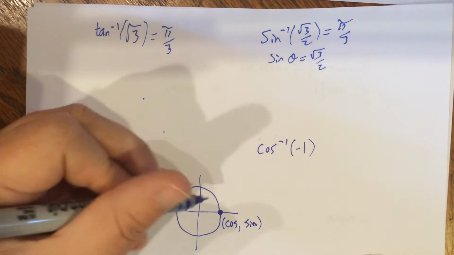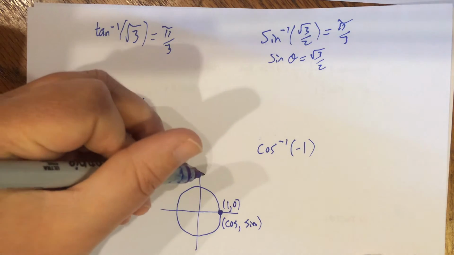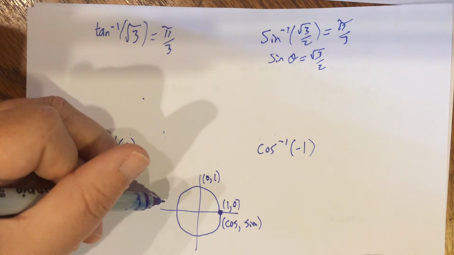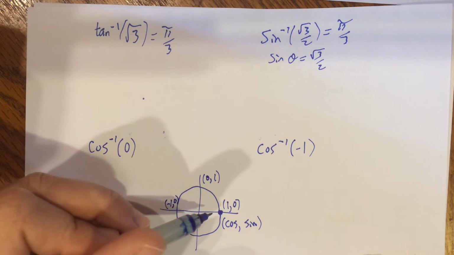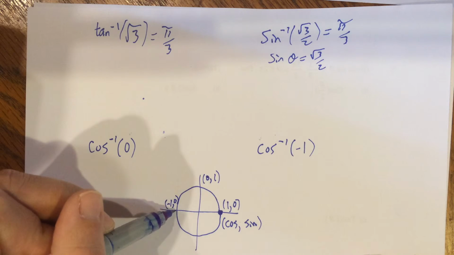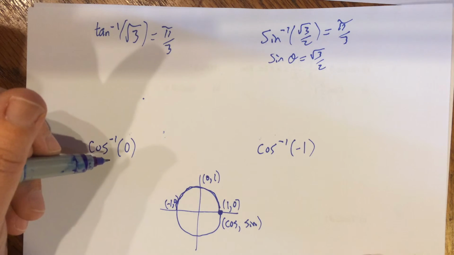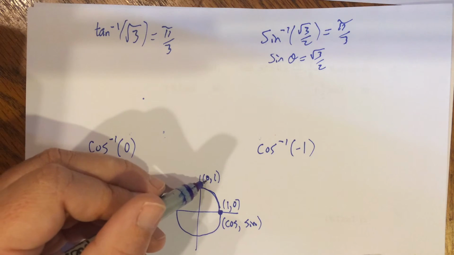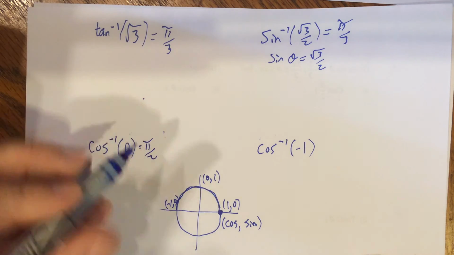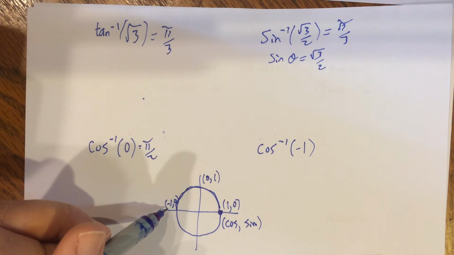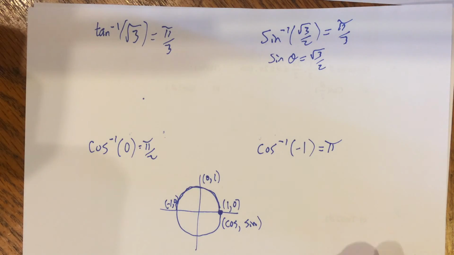cosine. So here, this would be the point 1, 0. This would be the point 0, 1. And this would be the point -1, 0. Don't forget, cos only has an output between 0 and pi, so I'm only looking for really these parts of the unit circle. So cos is my x is 0 at pi over 2. And cos is my x is -1 at pi. So two different ways we can find these.